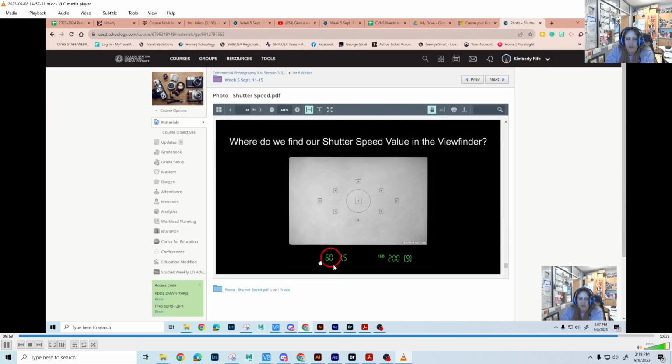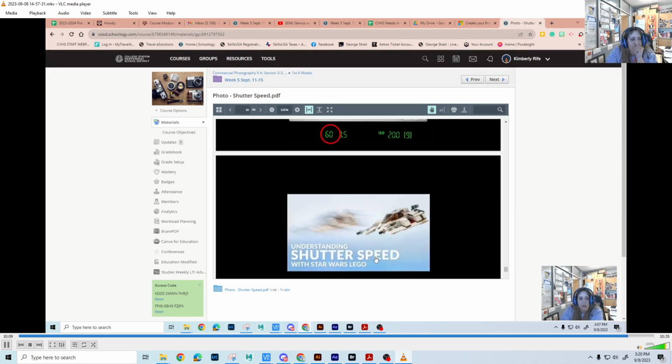So this is where you find it in the viewfinder. This one right here is going to be your aperture, and this is your ISO because you see that right there.